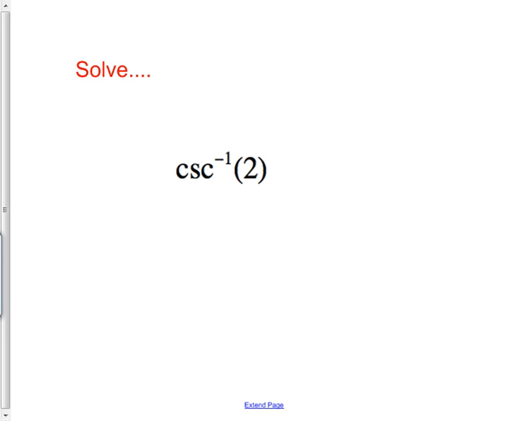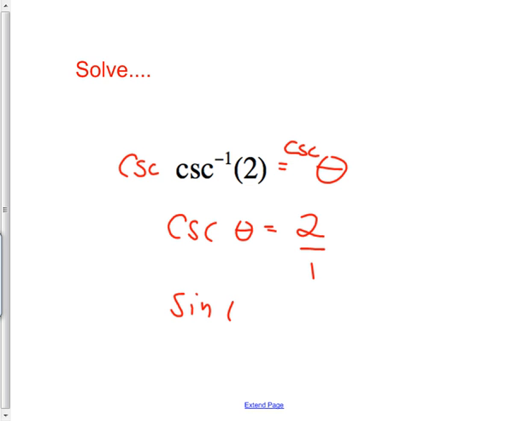So my first thought would be, I really would rather see this as a regular cosecant. So it's cosecant of theta is equal to 2. And I usually put that over 1. And then, instead of using cosecant, I probably would rather use sine, because I've got buttons for that, and I'm more used to that. It's the same thing. It's okay to do that.